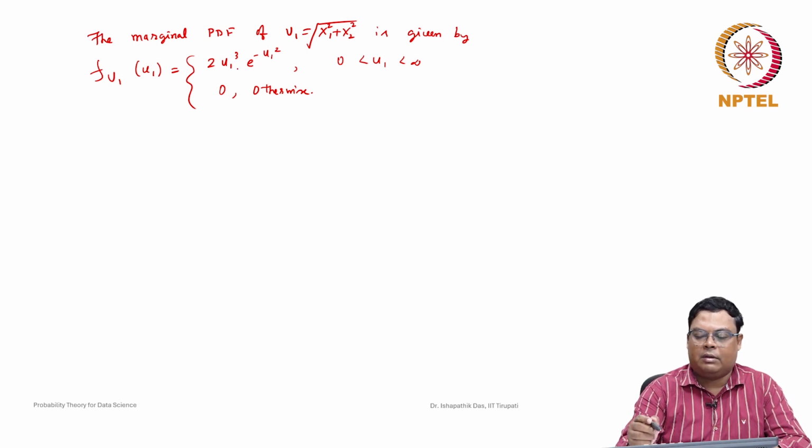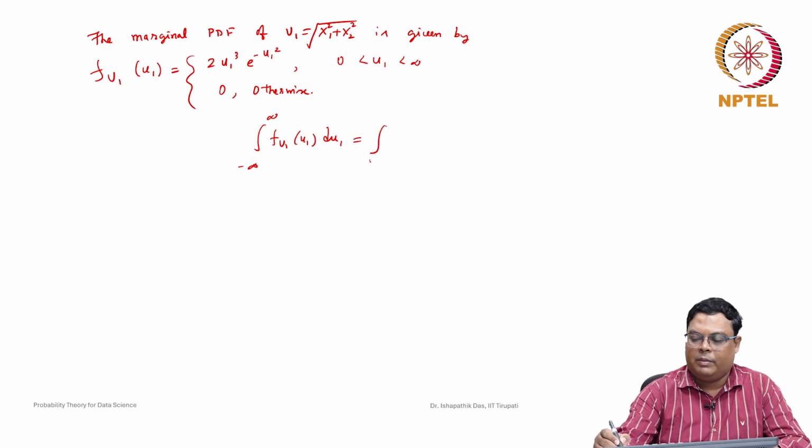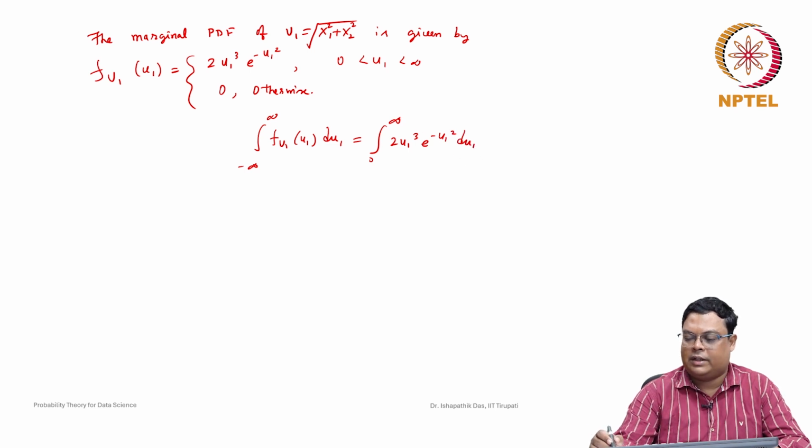Otherwise, if you do this integration of f of u1 du1 from minus infinity to plus infinity, this should be equal to 1. Now it is non-zero between 0 to infinity, and this is 2 u1 cube e to the power of minus u1 square du1. So what is the value of this integration? Now we will take a transformation, because we know the gamma function. We take u1 square equal to some z. Then 2 u1 du1 is equal to dz, and the limit of z will be 0 to infinity.